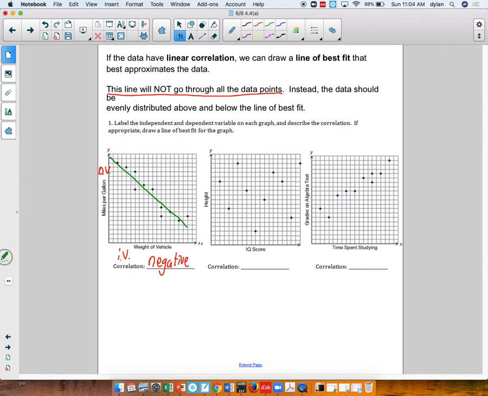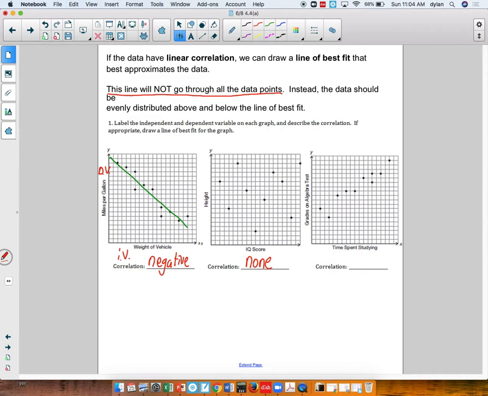But my line of best fit might look something like this, where approximately half the data points are above the line and half are below the line. Now the next data set compares IQ score and height. As you can see, it's pretty clear that there's actually no correlation between IQ score and height.